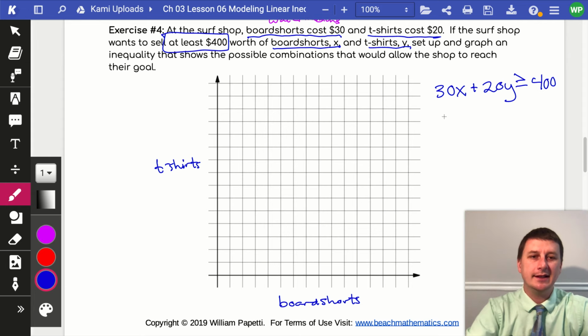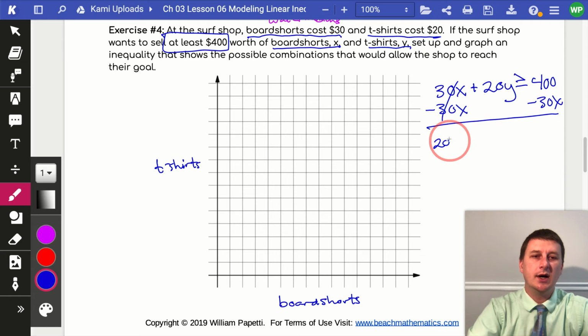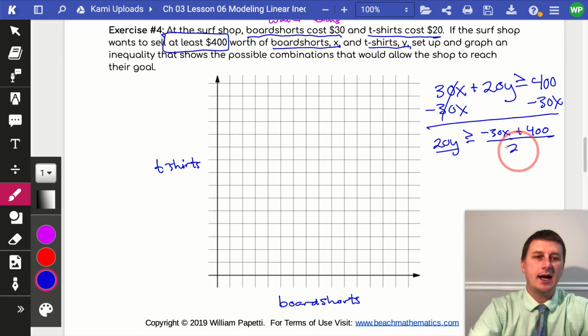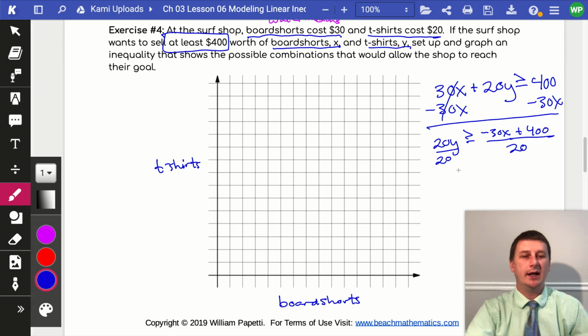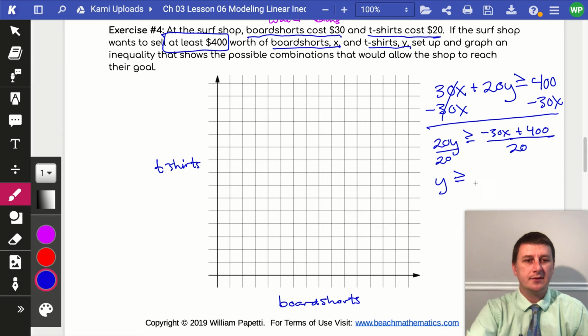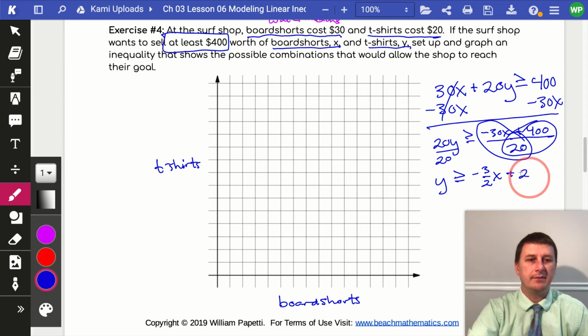Now, we want to isolate y just like we did in the first three exercises, and we will subtract 30x, and we'll be left with 20y is greater than or equal to negative 30x plus 400. Now we're going to divide this entire inequality by 20 to isolate y, and we're going to have y is greater than or equal to, well, this will simplify over here, negative 30 divided by 20 to negative 3 over 2x, and 400 divided by 20 is 20, so we're going to have positive 20.